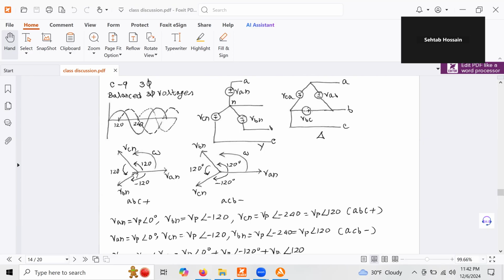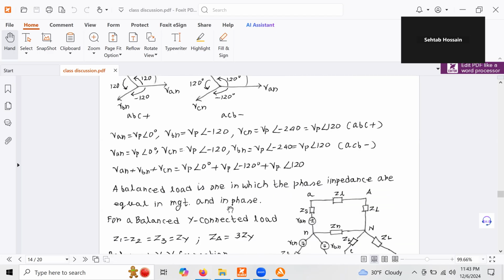Phase voltage VAN is plus 120 degrees apart from VCN. And VAN is minus 120 degrees apart from VBN. So this is for the ABC positive sequence. For the negative sequence of ACB, VAN is plus 120 degrees apart from VBN, and minus 120 degrees apart from VCN.